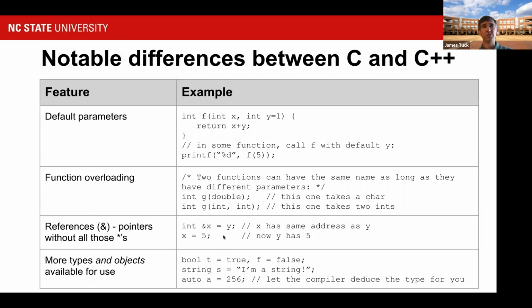C++ also has a special kind of pointer called references. References are not the same as pointers. They work differently than pointers, but they give you similar functionality. So for example, I can declare x to be a reference by putting an ampersand to the left of its name when I declare it. And what this does is it makes x an alias of y. And so anytime I modify x, I'm actually modifying y.